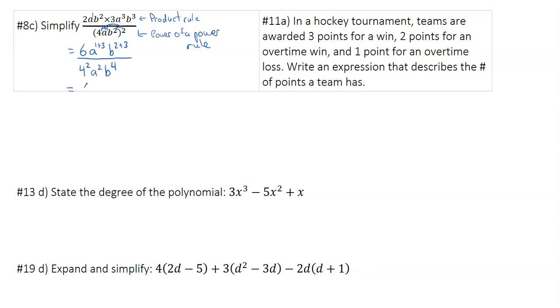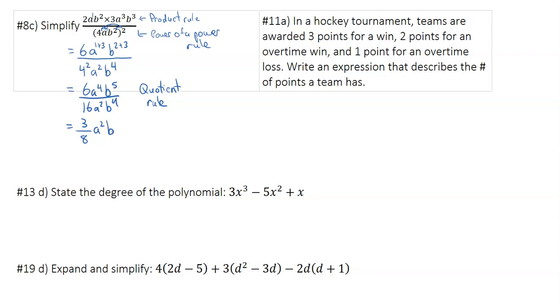So let's just go ahead and write this out as 6a to the 4, b to the 5 divided by 4 squared is 16, a squared b to the 4. And so now we're going to use the quotient rule. The third and final rule that we've learned so far this year is the quotient rule. And so we're going to subtract these exponents, so 4 minus 2, but at the same time we'll also simplify this fraction. So 6 divided by 16 simplifies to 3 over 8. And then 4 minus 2 gives you a to the power of 2.